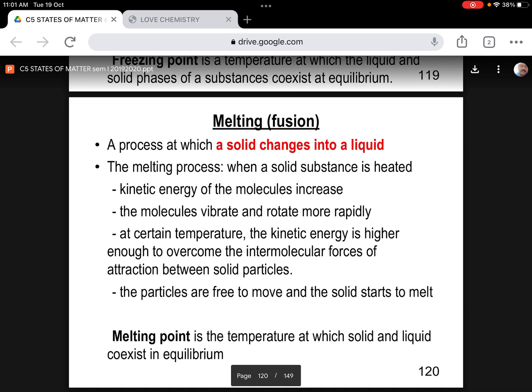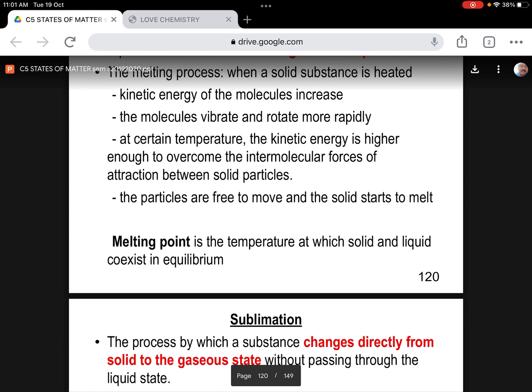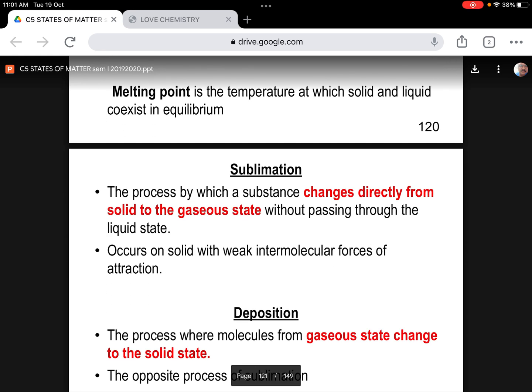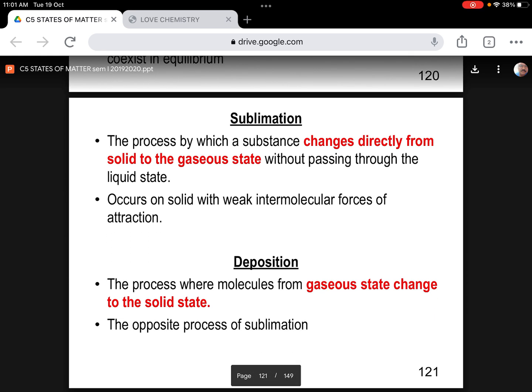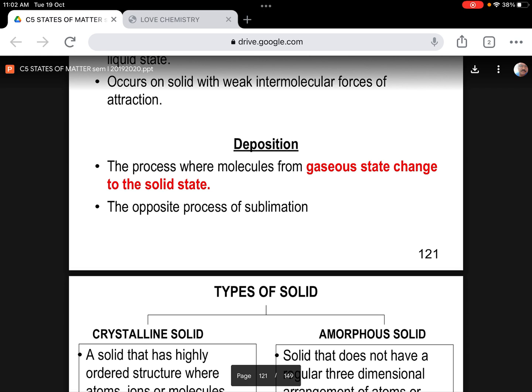Same goes for melting or fusion. Also, you have learned about that. Solid changes to liquid. The rest of the points you have known earlier, so you can read back. Melting point is the temperature at which solid and liquid coexist in equilibrium. Sublimation is where solid changes straight to gas without going through the liquid phase. This occurs only in solids with big intermolecular forces, for example, iodine. Deposition is the process where gases turn back into solid without passing through the liquid phase.